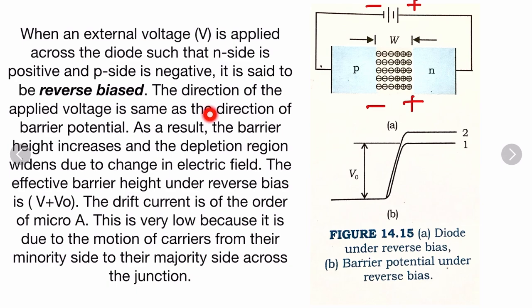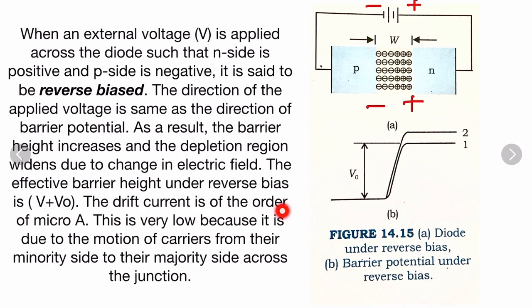Now the direction of the applied voltage is the same as the direction of the barrier potential. As a result, the barrier height increases and the depletion region widens due to change in electric field. The effective barrier height under reverse bias is V plus VO. Now you can see here it is increased from level 1 to level 2. Earlier it was VO, now it is increased to the second level.